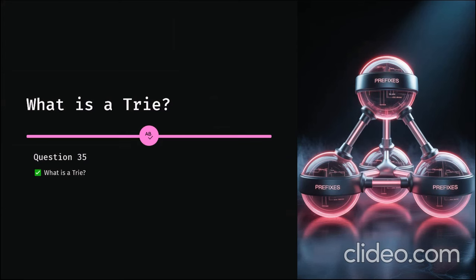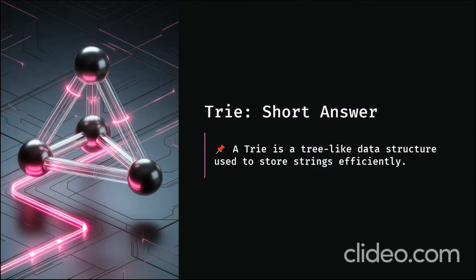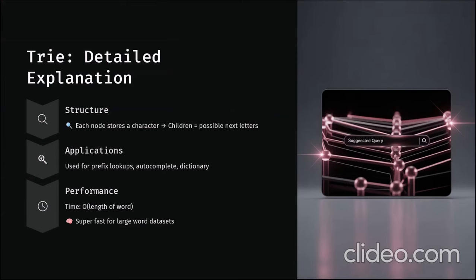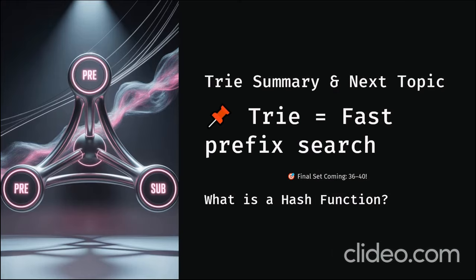Next is, what is a trie? So a trie is a tree-like data structure used to store strings efficiently. Its structure: each node stores a character, and children are the possible next letters. What are the applications? Used for prefix lookups, autocomplete, and dictionaries. Performance is O(length of word), super fast for large word datasets. So trie is equal to fast prefix search.